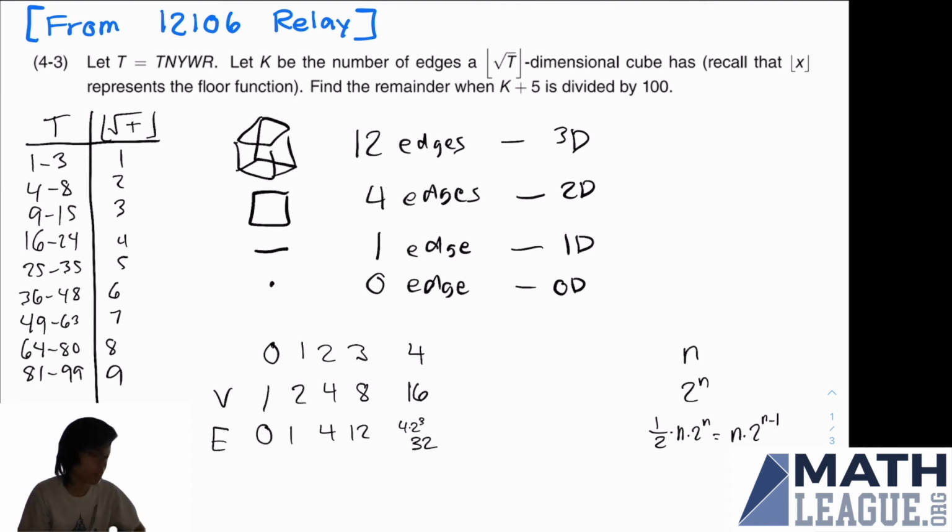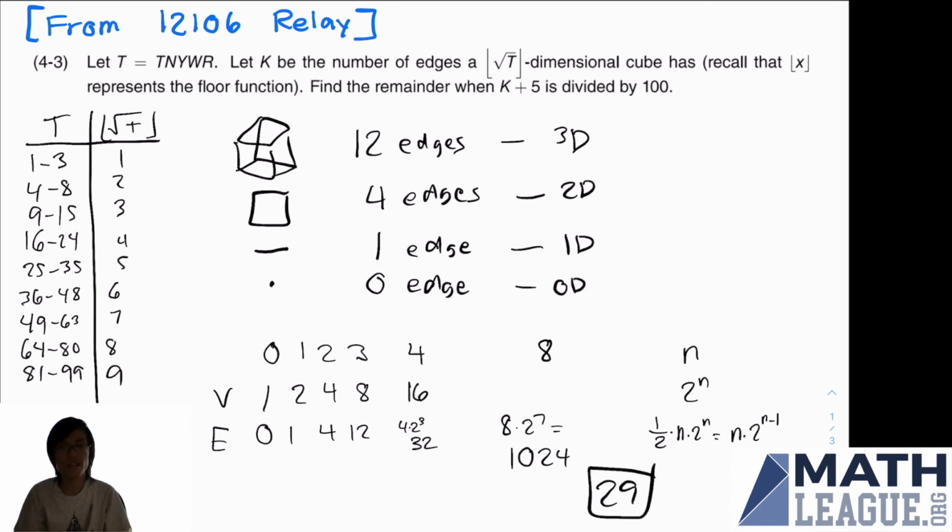I got something from a friend. So it turns out the t that I got, the floor of the square root of t, is going to result in 8. Good thing we already talked about the multi-dimensional cubes. So in the case of an 8D cube, we're going to have 8 times 2 to the 7, which is going to equal 1,024 edges. That's a lot. And so we get k equals 1,024, and k plus 5 divided by 100, the remainder is going to be 29. Whew, that's a big problem.